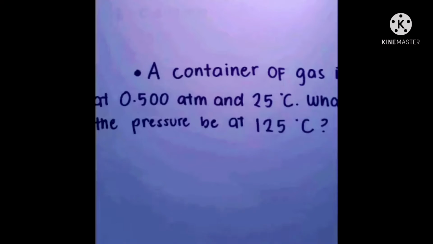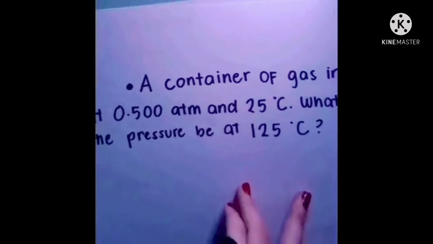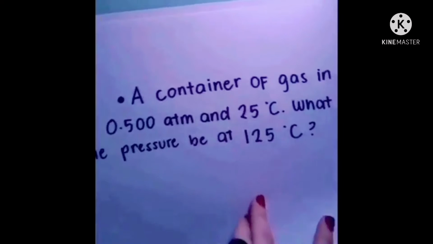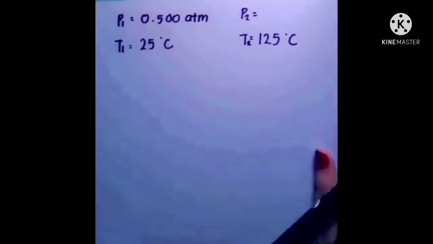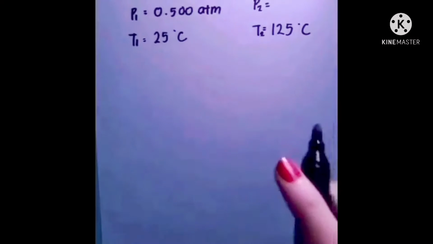A pressure of gas is initially at 0.500 atm and 25 Celsius. What will be the pressure at 125 Celsius? So, we're going to solve this. You may already know this, but I'm still going to say this once again. P1 is our initial pressure, aka our original pressure, and T1 is our initial temperature. As for P2, that is our final pressure, and same goes for T2. So now we're going to solve the problem.